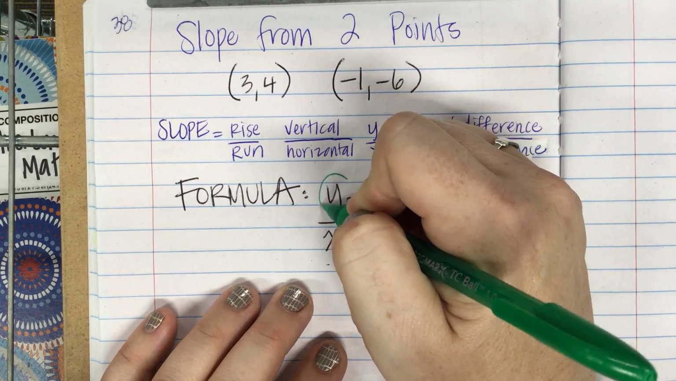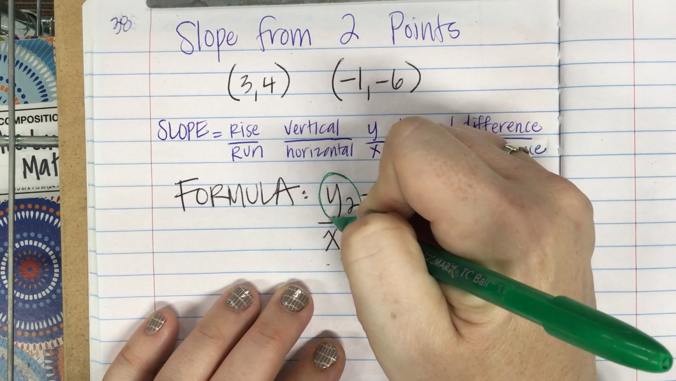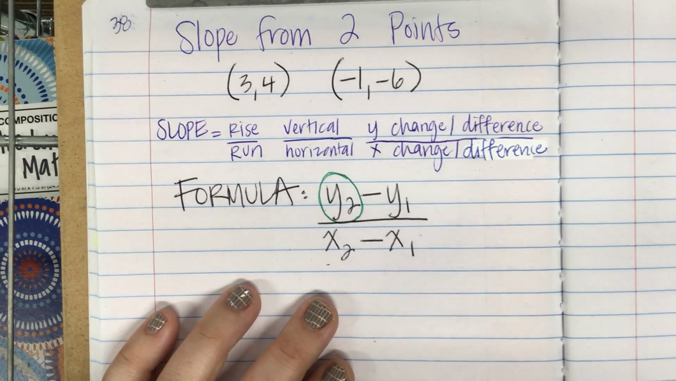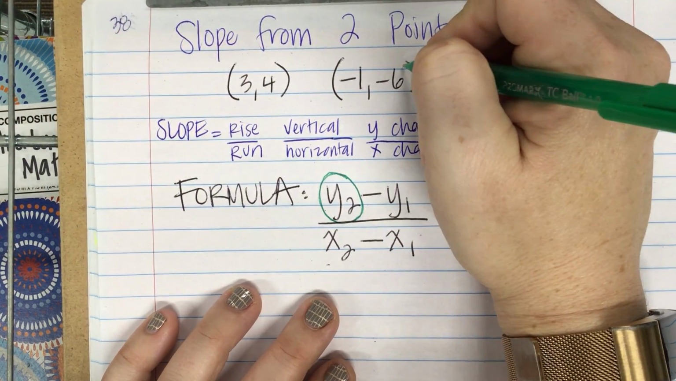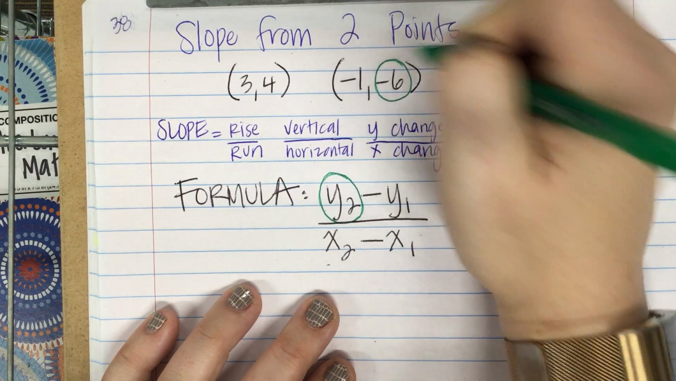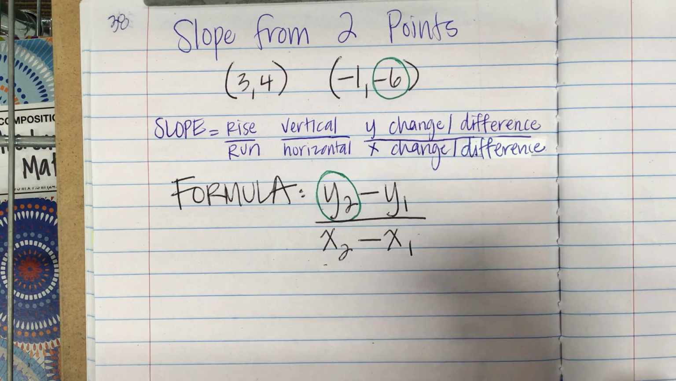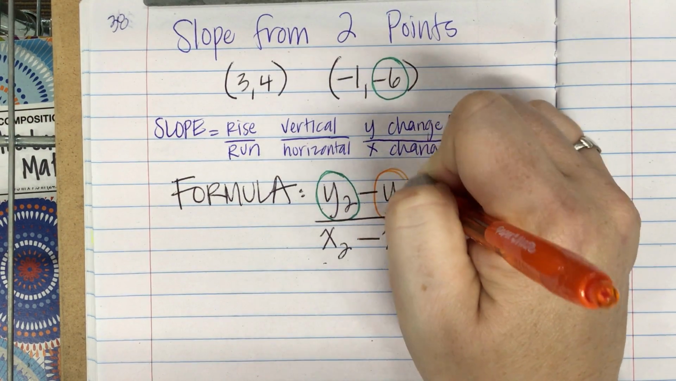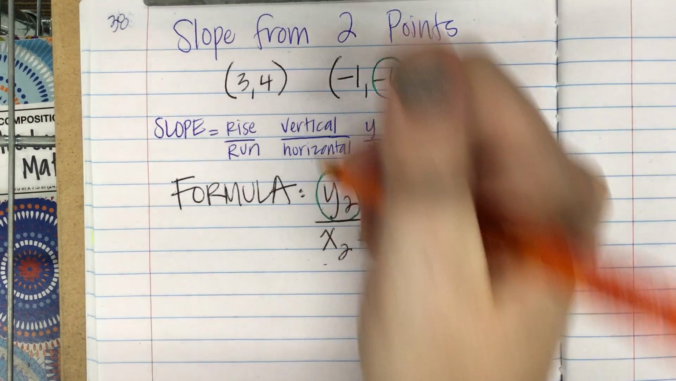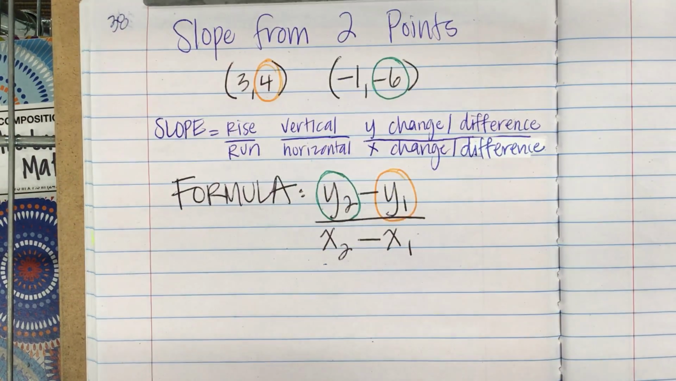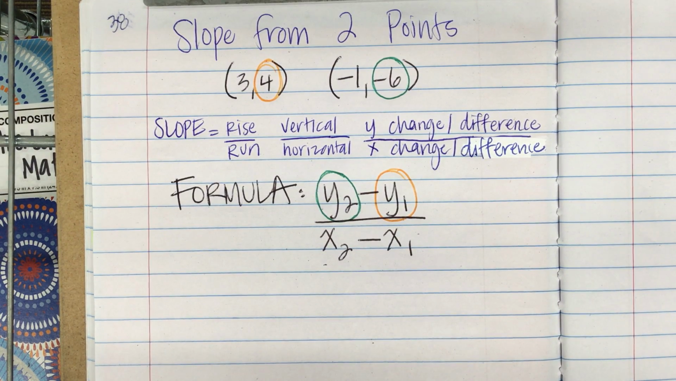So my y2 is my y from my second ordered pair. And my y1 is my y from my first ordered pair. It's the change in y's. It's the difference from y to y.